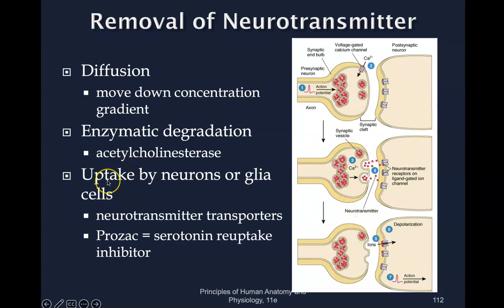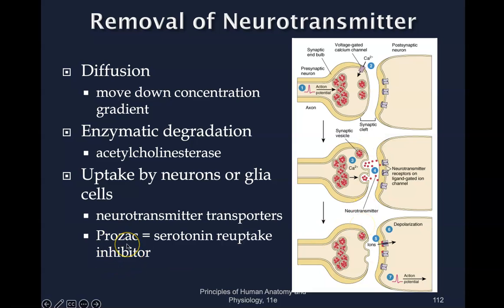And then the third one, and this is kind of important for understanding how certain drugs work, is the reuptake of that neurotransmitter by either the presynaptic neuron itself. So sometimes this presynaptic neuron will actually take back up some of the neurotransmitter that's left over here in that synaptic cleft, or sometimes the glial cells, especially astrocytes, will come and take back up that neurotransmitter so that it's not just hanging out there in the cleft.